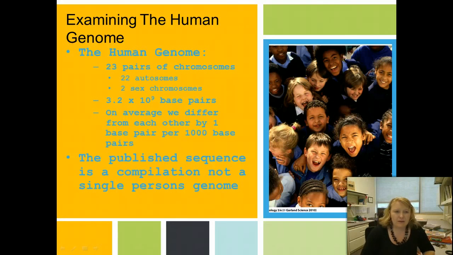And we found that we have about 3.2 times 10 to the ninth base pairs, and on average we differ by about one base pair per 1,000 base pairs from each other. That's how different it is on average, I am from you, you are from somebody else.